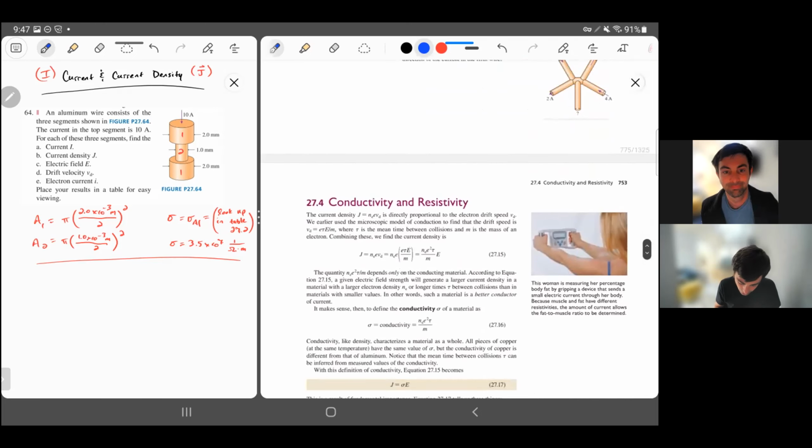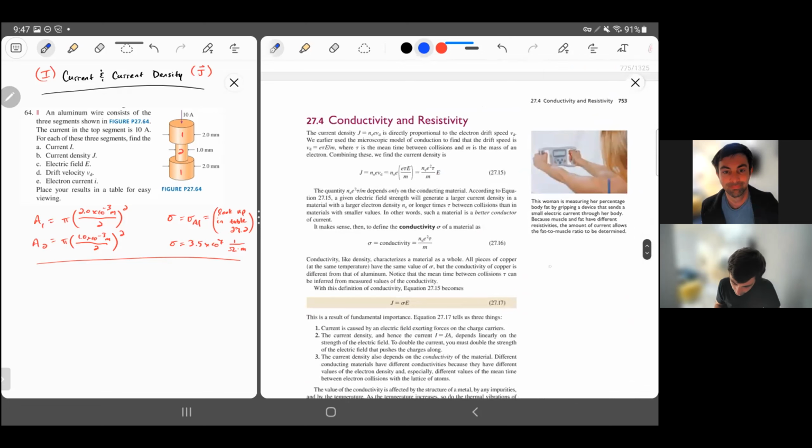Last section here, conductivity and resistivity. One reason we like talking about current density J is that it's a local quantity. Right here, charges will want to move to the right, and how quickly they're going is described by this current density J. But what's the reason for it? Why do charges want to go in that direction?